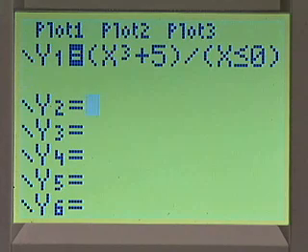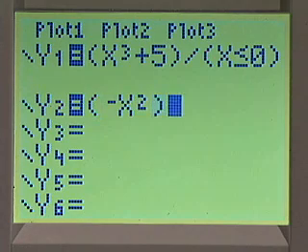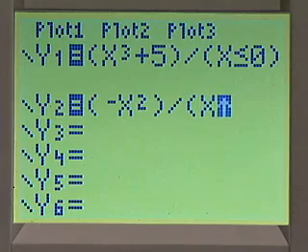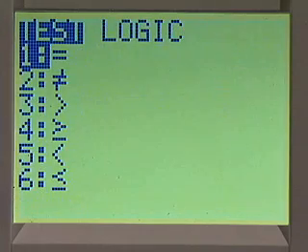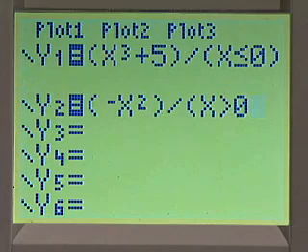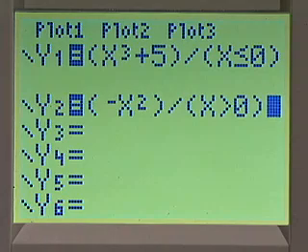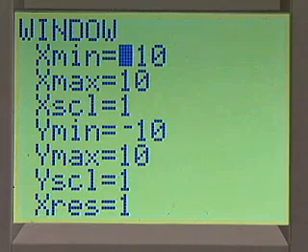I'm going to insert the second piece of the function into y sub 2. That's negative x squared, in parentheses, divided by, and here we have x greater than, which is going to be number 3, greater than 0. Now, the way this works is, recall that on a logical statement, if the statement is true, it gives back a value of 1, whereas if the statement is false, it gives back a value of 0. So this is basically telling the calculator when to include something and when not to by giving back values of 1 and 0. I need to change my window to the window that was indicated.